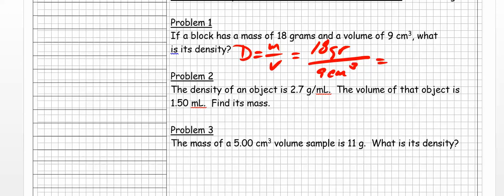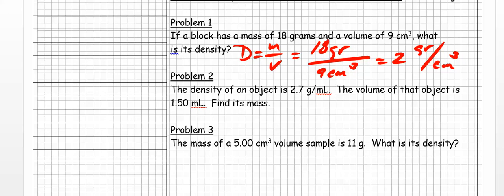Certainly don't need a calculator here. 18 divided by 9 is 2. And so my answer would be 2 grams per cubic centimeter, just like that. That's my density. Density is in mass per unit volume, so I'm getting 2 grams per cubic centimeter. Let's go on to the second problem.